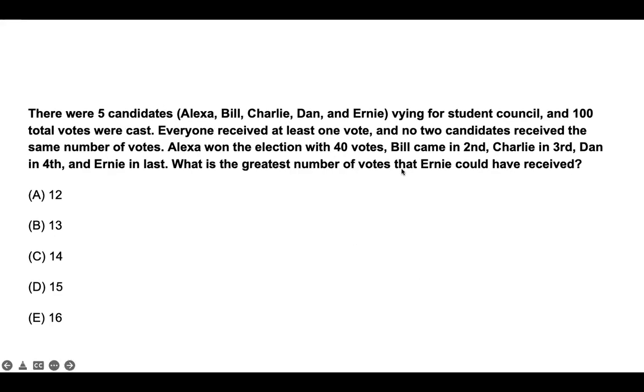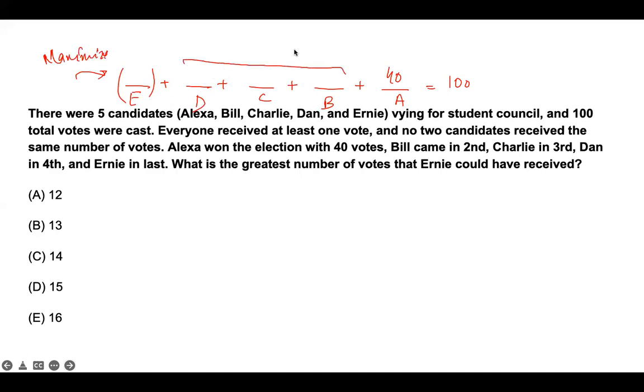Let's see another variation. If we solve this again, we have these 5 and they add up to 100. This is the highest, A, and the lowest one is E. These will be B, C, D. I'm just using the abbreviation of these 5 names. And this is given as 40. We need to maximize this, and for that, we need to minimize the other 3.